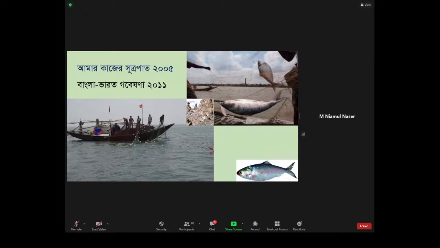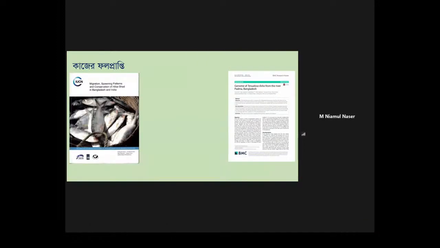After that, I was involved in 2011 with the Bangladesh and India joint research group, where we did some very vital research between the two countries on the Hilsa fisheries. One of the outcomes you can find on the website is the migration, spawning pattern and conservation of Hilsa shad in Bangladesh and India. This is one of the very first books and documents, published in 2014, on the Hilsa from both countries. Usually it was only from one country or the other, but this is a combined effort.